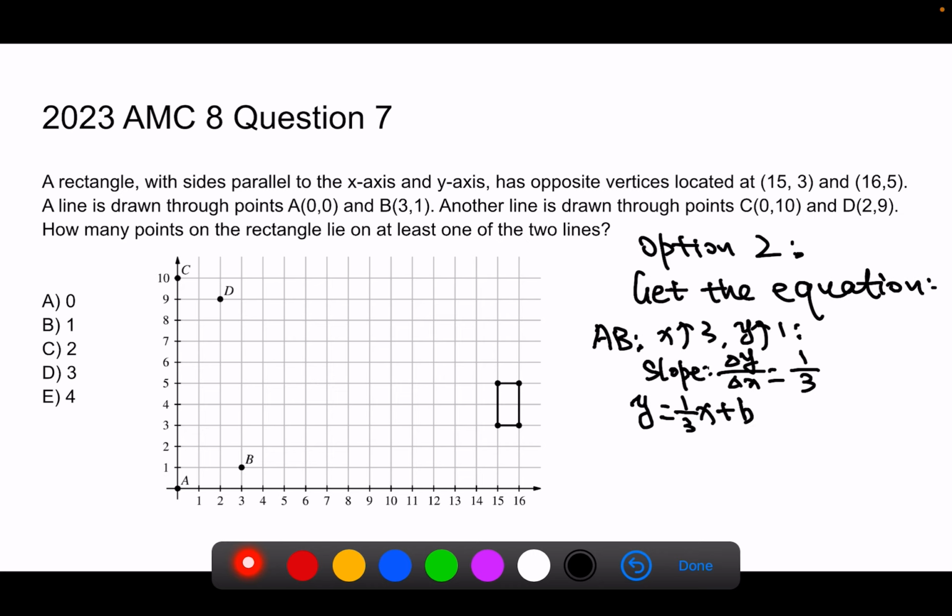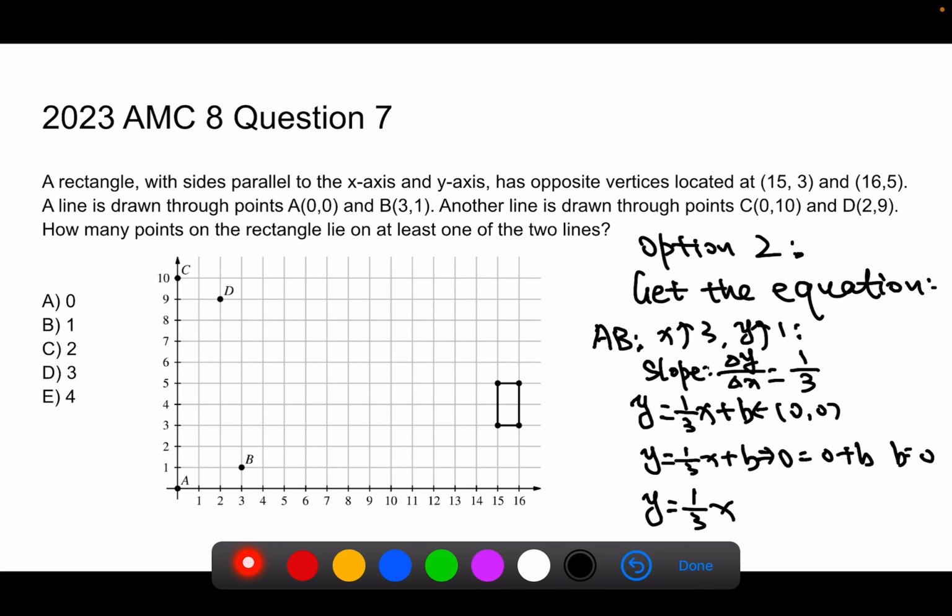How do you find this plus something? You can put in the coordinates of any point on this line to find it. For example, I know 0, 0 is on this line, so put 0, 0 in. You have y equal to 1 over 3 x plus b. 0, 0 means 0 equal to 0 plus b. So b is equal to 0. This line is y equal to 1 over 3 x. So you are able to find the equation for line AB.